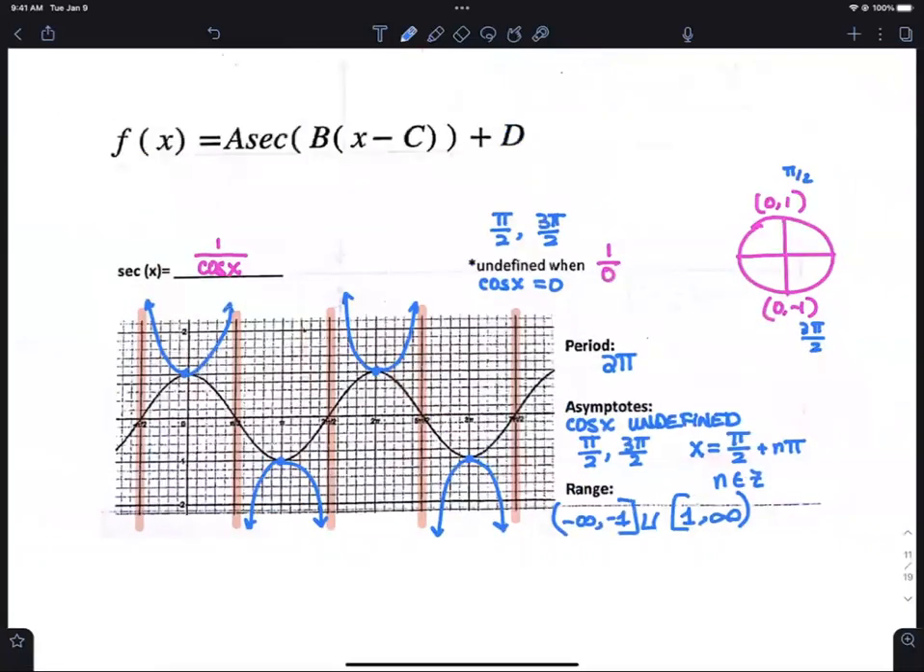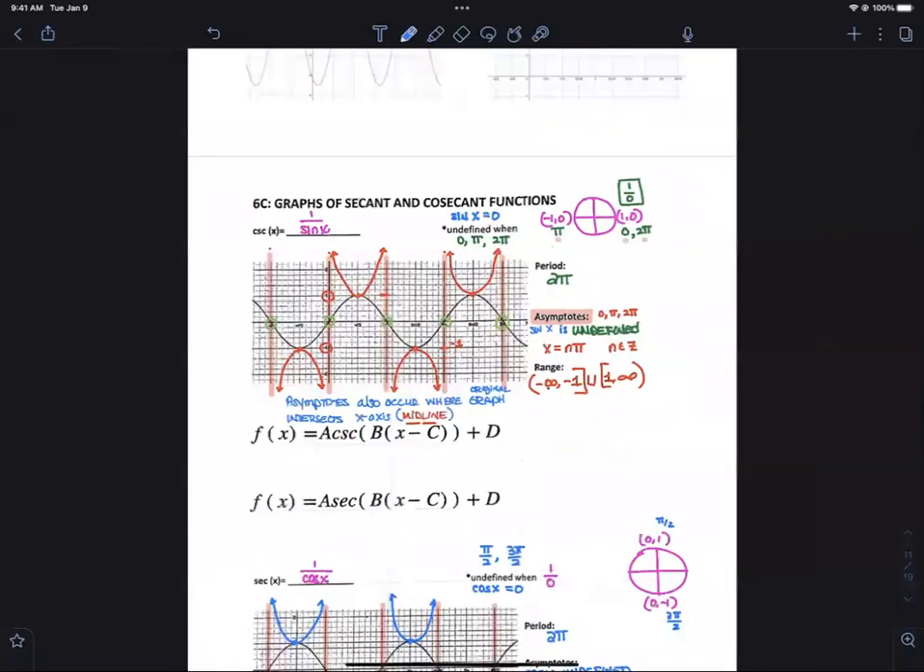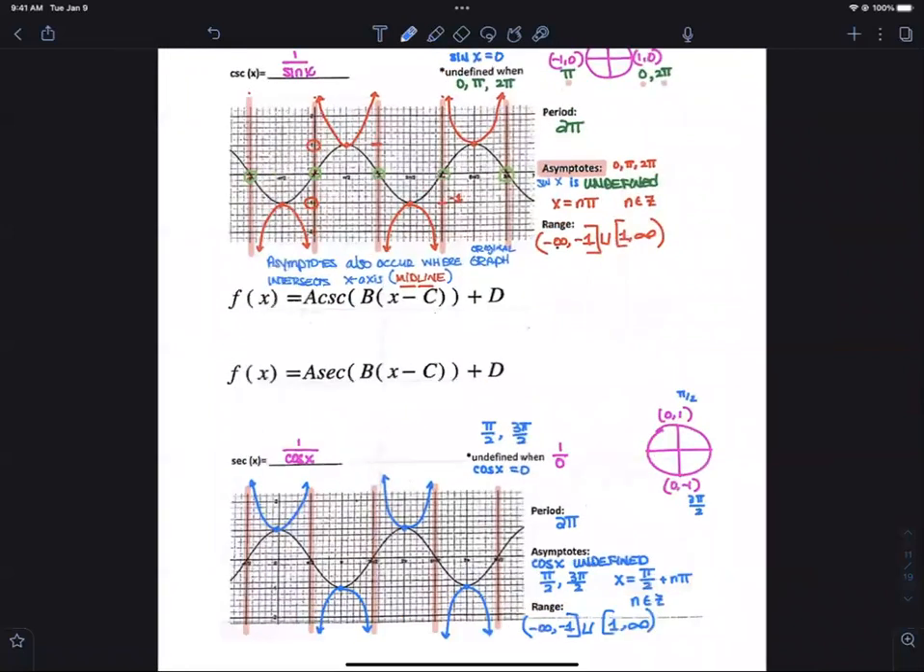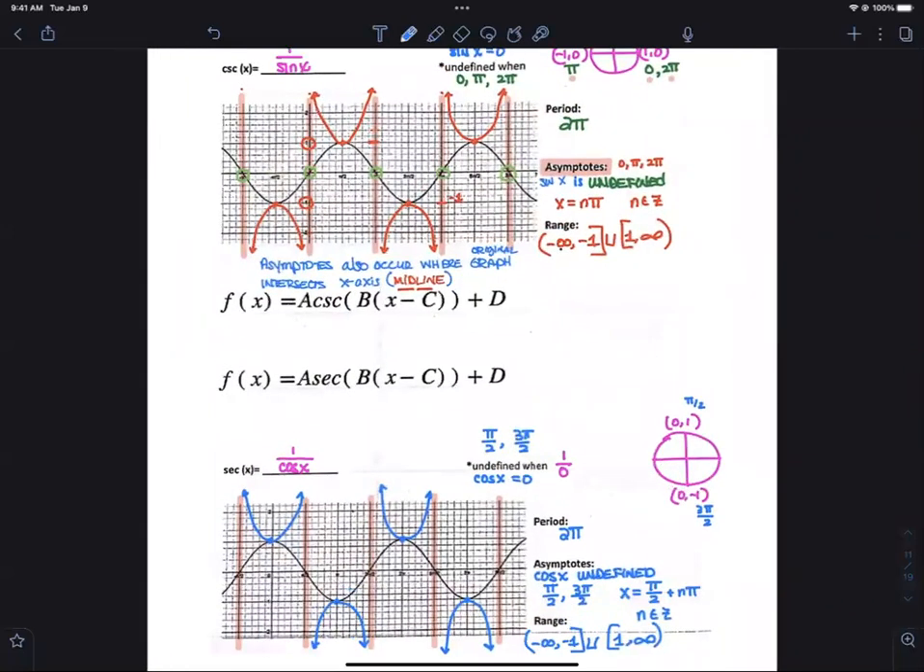So I want you to get this jotted down, and I don't want to make the video too long. So I'm going to stop this video here, and then I'm going to do 2 problem examples in the next video.